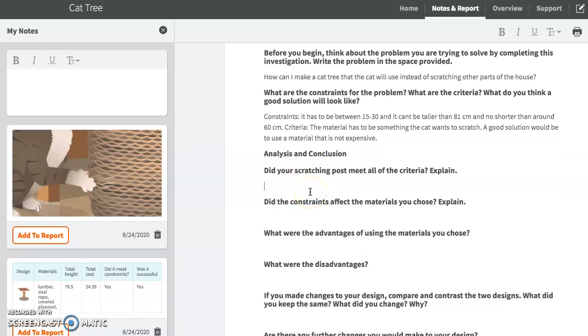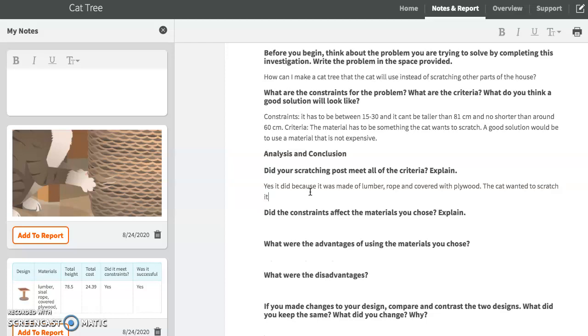Analysis and conclusion. Did your scratching post meet all the criteria? Yes, it did, because it was made of lumber, rope, and covered with plywood. The cat wanted to scratch it. It was cheap and not too tall. Again, remember you can pause if I'm going too fast.